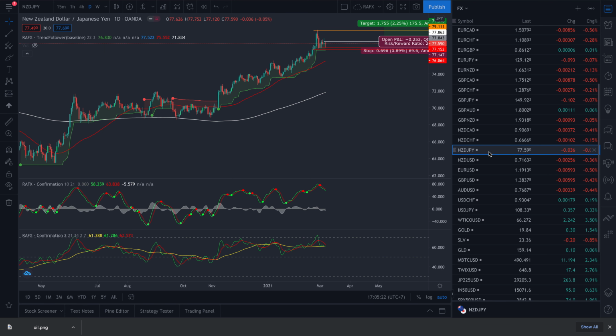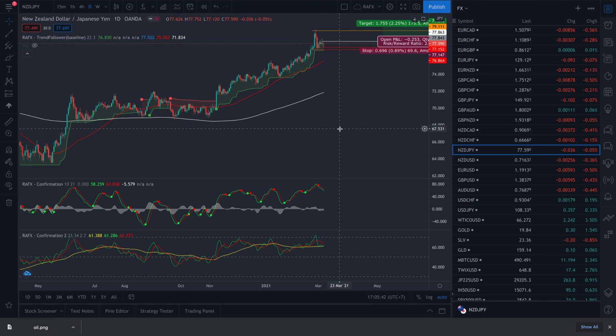Next is the NZD JPY. Same, the price is also far from the market structure, so we need to pass on checking the lower time frame for entry triggers here.